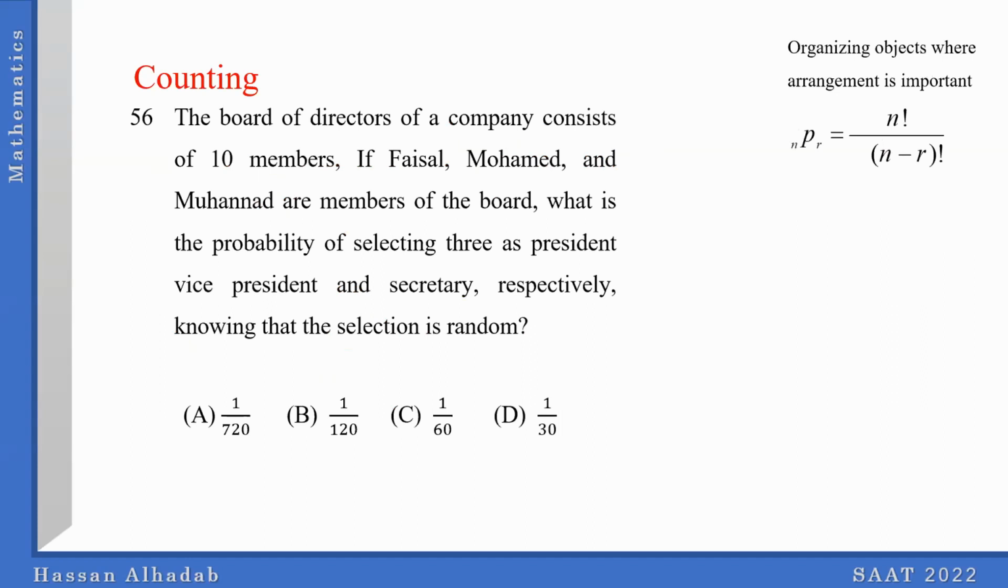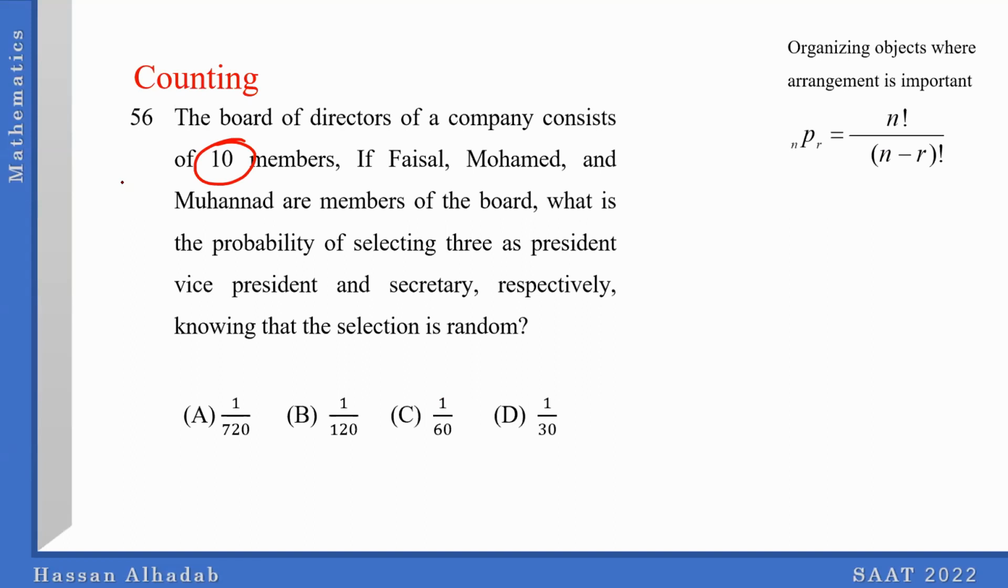Here is a problem. The board of directors of a company consists of 10 members. If Faisal, Muhammad, and Mahmoud are members of the board, what's the probability of selecting them as a president, vice president, and secretary, respectively, knowing that the selection is random? So the idea of this one, we need to select 3 out of 10 where the arrangement is important, because one of them has to be a president, vice president, and a secretary.